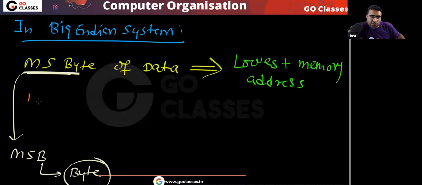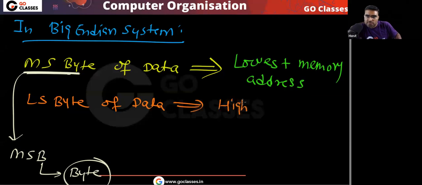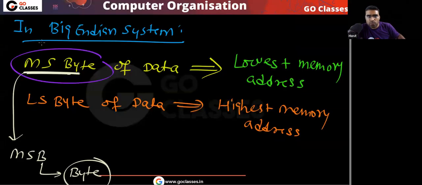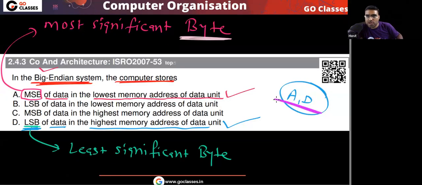And where will the least significant byte of data go? That will go to the highest memory address. Okay, very simple. This is the same thing you can see here. In the big Endian, the high order byte will go to the low address and the low order byte will go to the high address. So the most significant byte will go to the lowest memory address, and the least significant byte will go to the highest memory address. So the answer for this question will be option A, D.